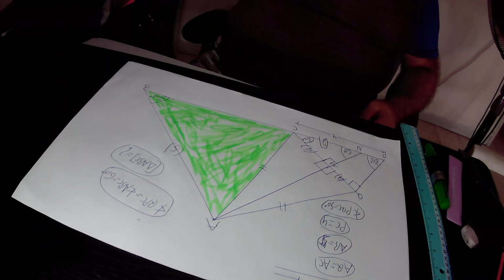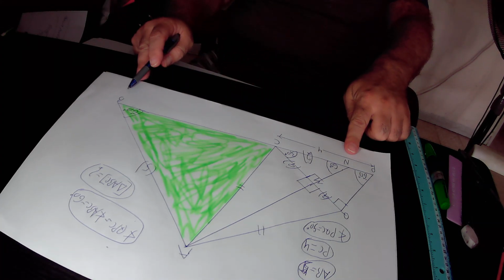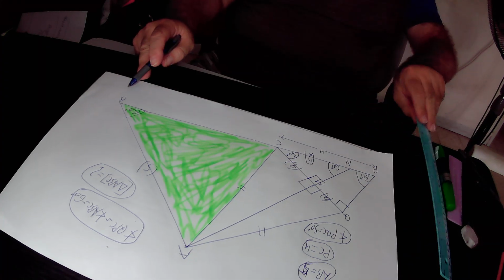So actually, this is side AB of the equilateral triangle, triangle ABN, and it is equal to 5 units in its length.